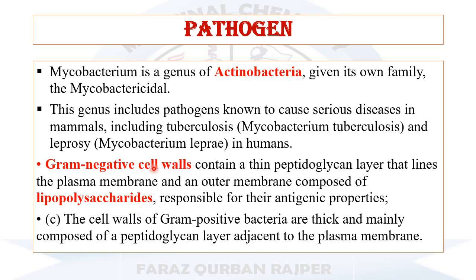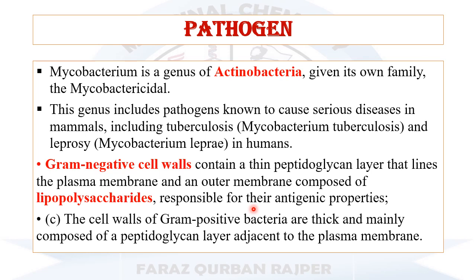Start from the cell wall. Gram negative bacteria have a cell wall made up of a thin peptidoglycan layer that underlies the plasma membrane, and the outer membrane is mainly composed of lipopolysaccharide, which we know has antigenic properties.